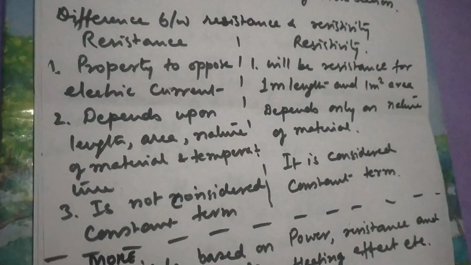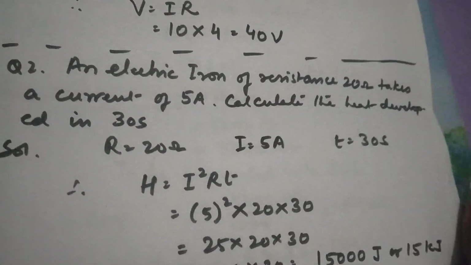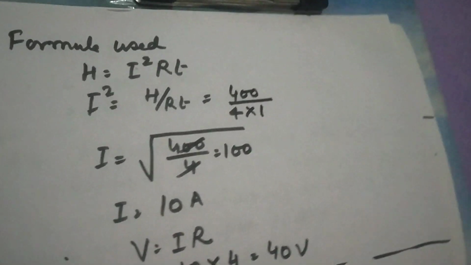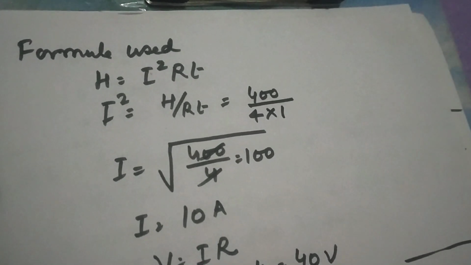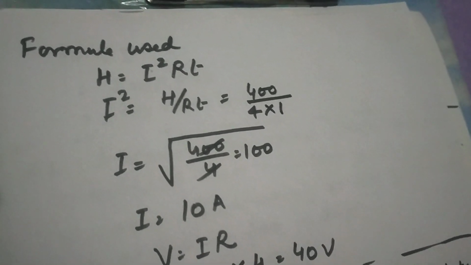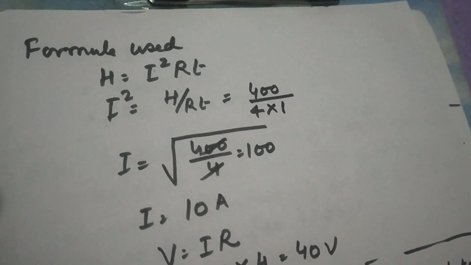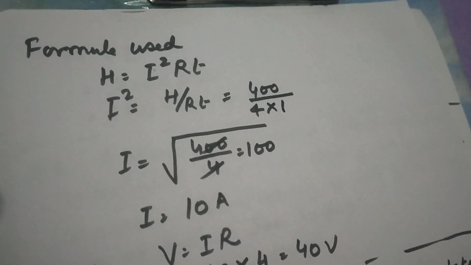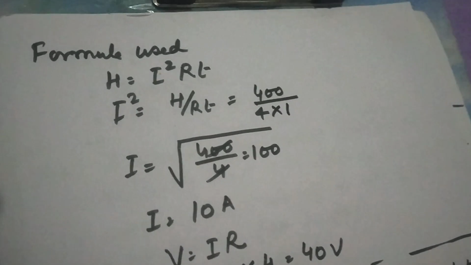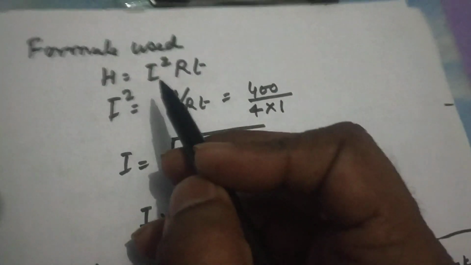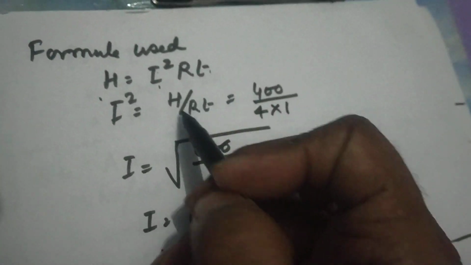So when we apply the formula, see what formula we are going to use. H is equal to I square RT. Formula used is H is equal to I square RT. So if you find I square from it, we get H divided by RT. Please see, we find the I from this formula. I square is equal to H divided by RT.